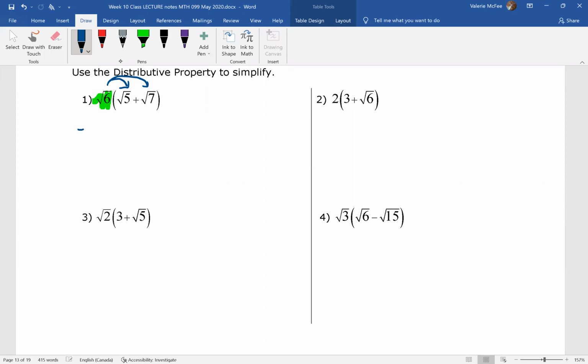I can simply multiply. Root 6 times root 5 is root 30, plus root 6 times root 7, root 42. Now, if you're not sure what I was saying, think about the prime factors of 30. There's my 6 times 5, no common factors. Same thing with 42. Again, 6 times 7, no common factors. These are not like radicals. They cannot be combined any further.